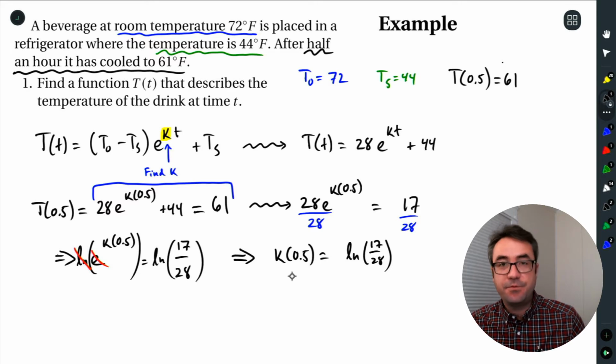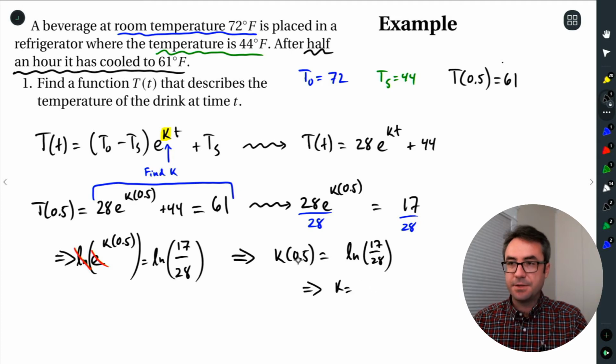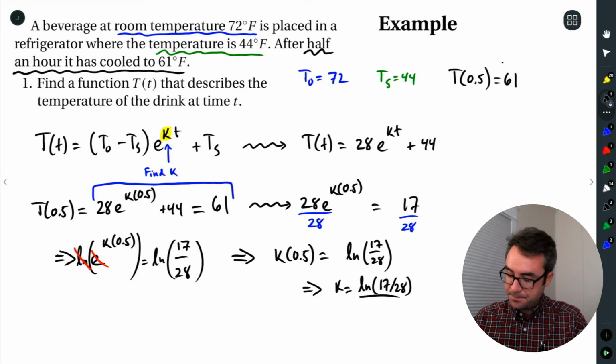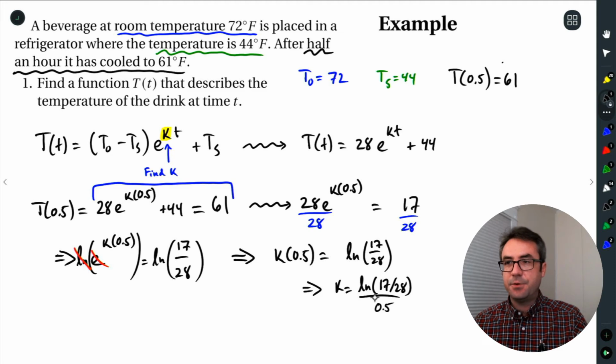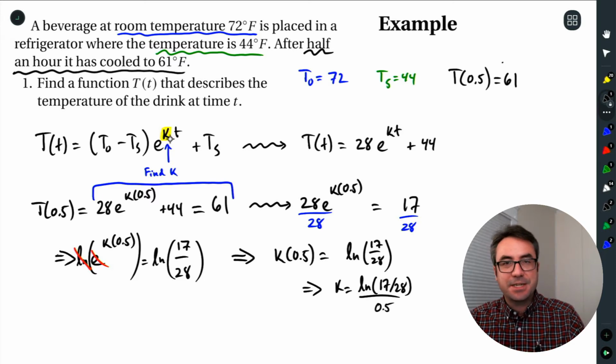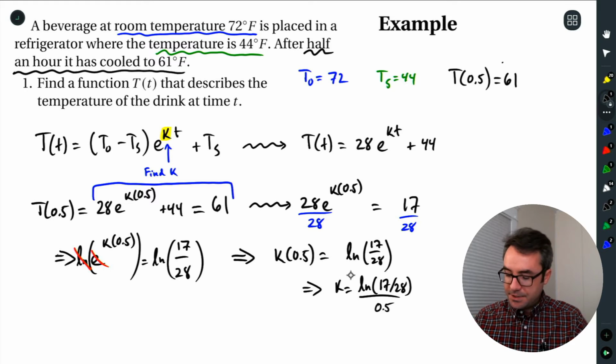And then finally, finish solving for k. So divide by 0.5. So k is equal to, this is 1/2, so this is going to be natural log 17 divided by 28 all over 0.5. And if you were to calculate this out, what you would see is natural log of 17 over 28 is negative. So this constant k is negative. And when we have a negative exponent for this exponential function, what's happening is it's undergoing some sort of decay. And that agrees with our interpretation here that the temperature is cooling down. The temperature is decaying. All right, so this is our k value.